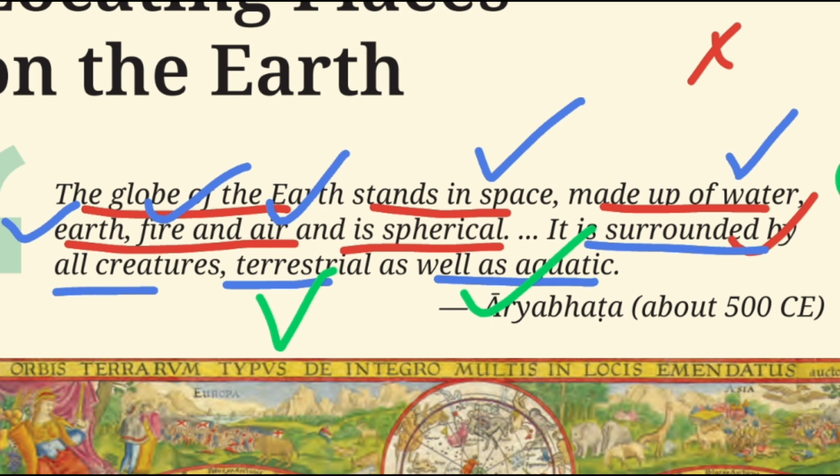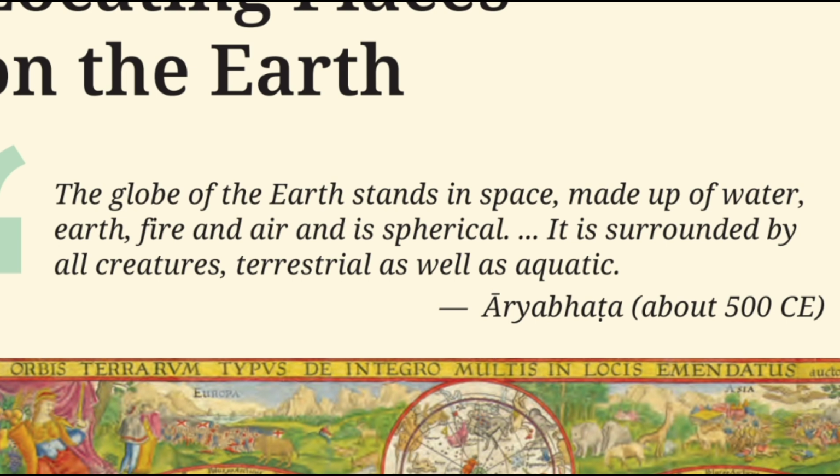And it is surrounded by all creatures. So on the earth there are so many creatures. There are some terrestrial creatures, that means organisms on the land, as well as organisms in the water. You may be familiar with that, isn't it? There may be sharks, there may be small fish. By this quote you can understand that earth is very diverse in nature, isn't it? There will be terrestrial creatures, there will be aquatic creatures, and it is made up of water, earth, fire and air. This is an ancient belief. Anyway, we can just move forward.